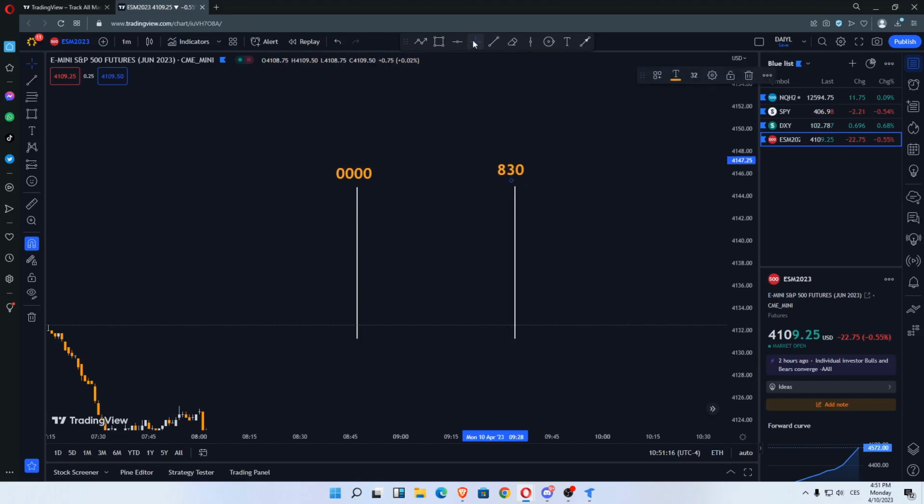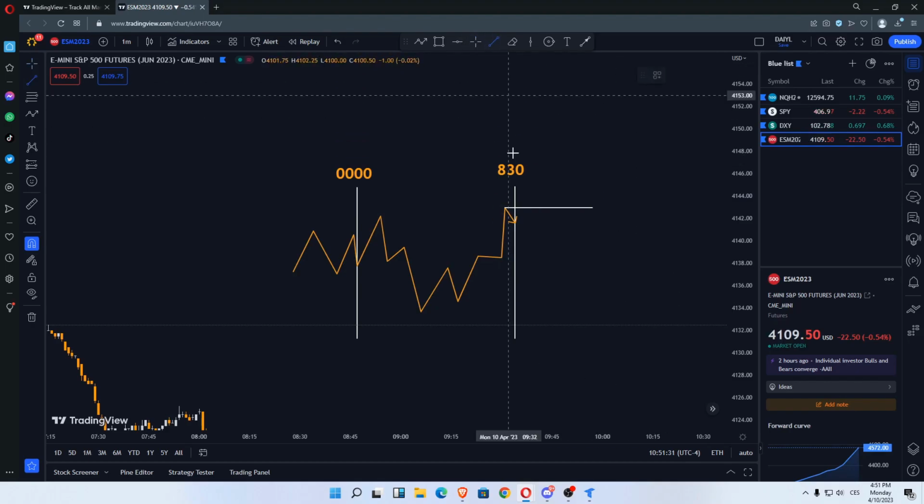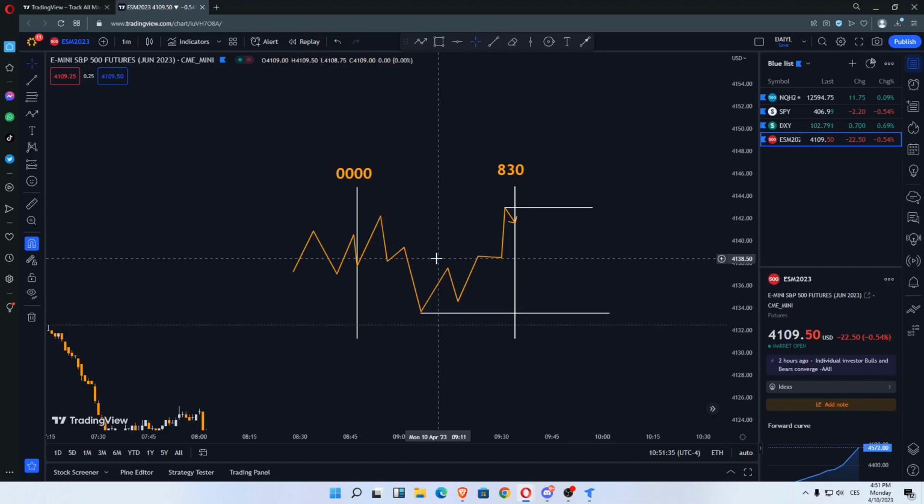Let's do it like this. Okay, so we have some price action here. Doesn't matter what it is. It looks weird, but that doesn't matter. Okay, so we have this price action right here. Then you want to find the high and the low of this range.